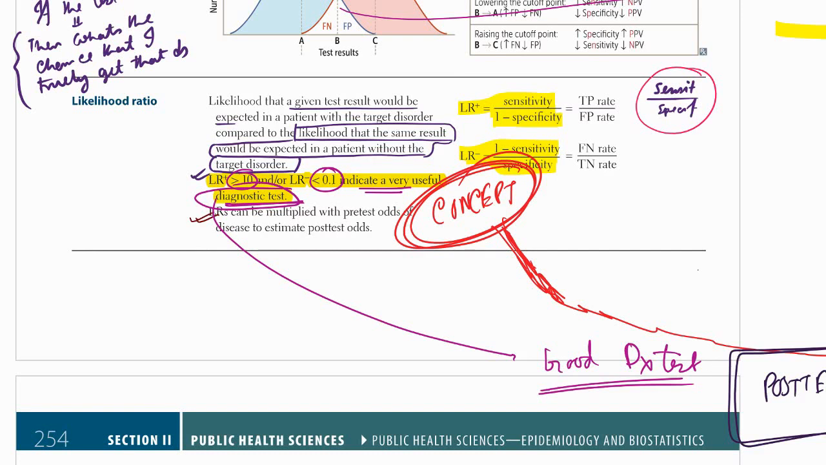In this video, I'm going to talk about likelihood ratio. As you can see in the first statement, it is the likelihood that a given test result would be expected in a patient with a target disorder compared to the likelihood that the same result would be expected in a patient without the target disorder. This sounds a little hectic to understand, and most of the time we just remember the formula of LR plus and LR minus. But here I am going to talk about the concept behind the likelihood ratio.